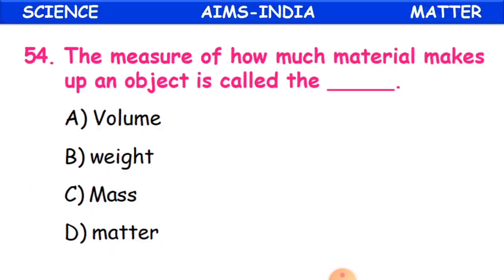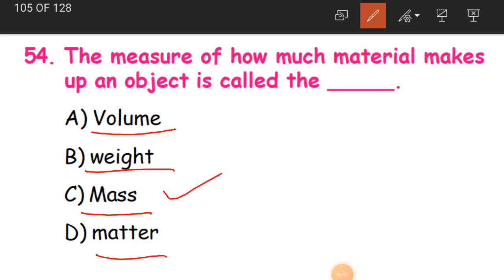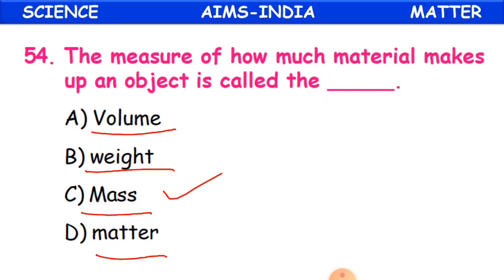Clear, children? Now, the 54th question: the measure of how much material makes up an object is called the dash. Okay, children, so what is this? Is it volume, weight, mass or matter? The answer is, children, mass. The measure of how much material makes up an object is called the mass. So everything that has volume and has mass is matter. Clear, children? Now we'll go to the next question.